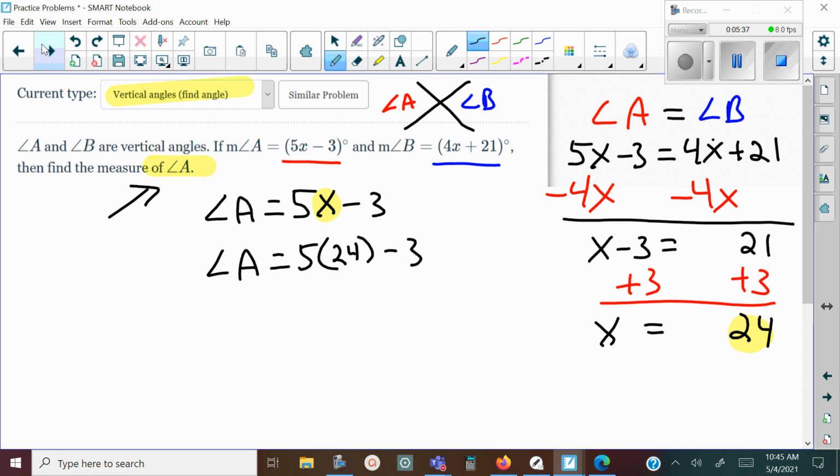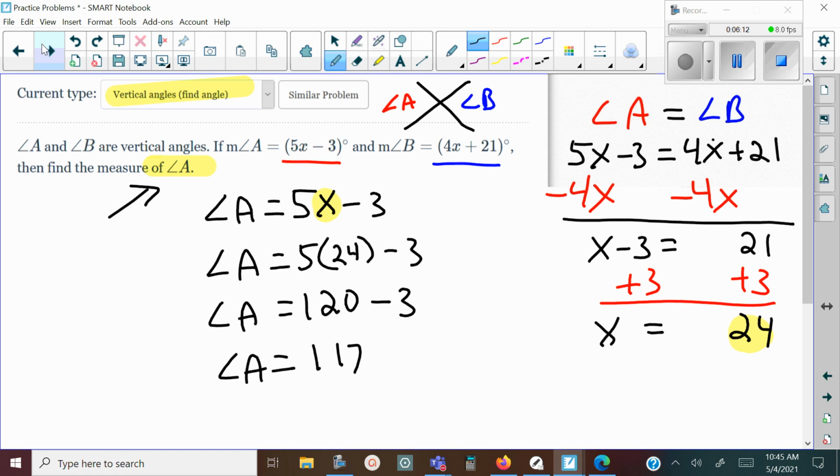So 5 times 24 minus 3. 5 times 24 is 120, and then you subtract 3 from 120 and you get 117. So the measurement of angle A is 117. But guess what else? The measurement of angle B is also 117 because they're equal. If you plug in 24 for x on B, you should still get 117 there too.